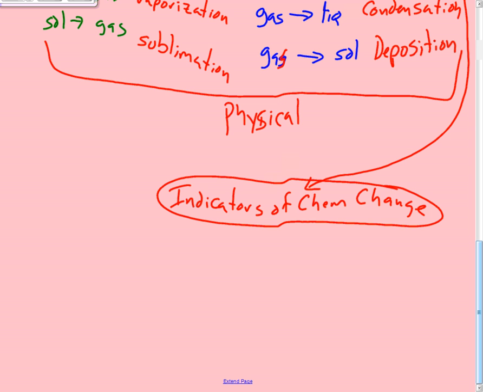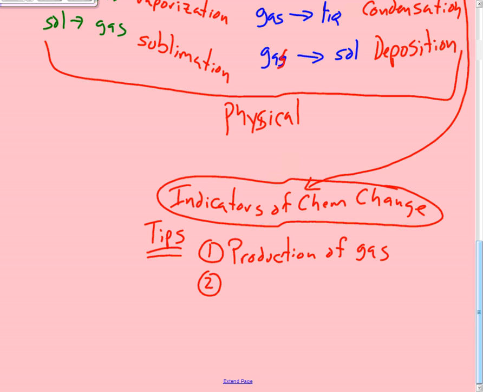Well, there are 4 things we look for which will give us tips. Now, these are just tips. When I see these things, it doesn't mean that a chem change has necessarily occurred. But if I do see these things, it gives me a good indication that a chem change probably occurred. So number 1, what do we look for? If you see a production of gas, then a chem change probably occurred.